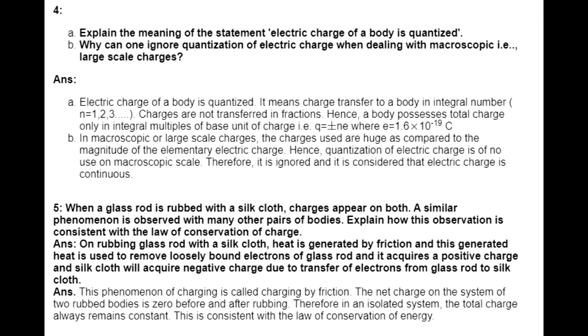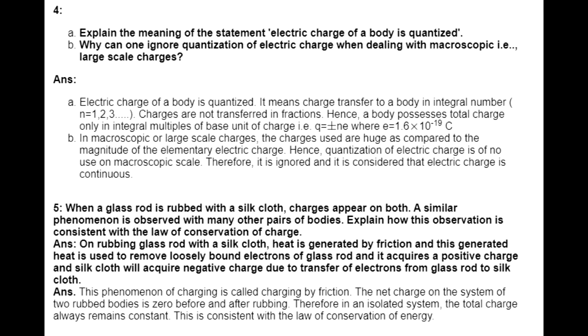First one, the electric charge of a body is quantized. What is the meaning of this? It means that when charge transfers from one body to another, it is always an integer number. It is not possible for a fraction of an electron to transfer from one body to another.